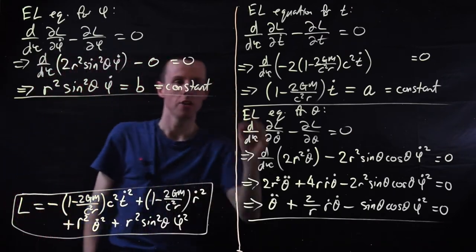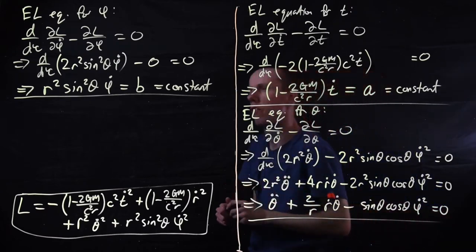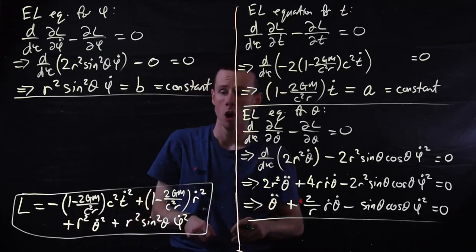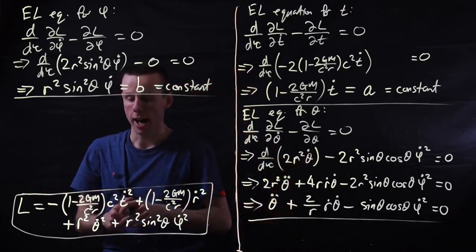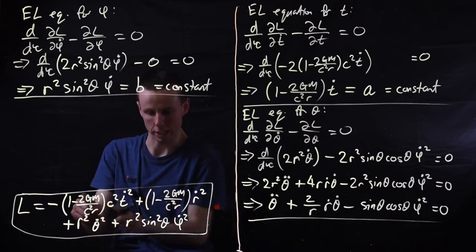Okay, that's the Euler-Lagrange or geodesic equation for phi. So finally then, what about r? Why have I left that until now? Well, I didn't have to. I could go through the same steps for r, but it will be a bit messy because r appears in so many places.